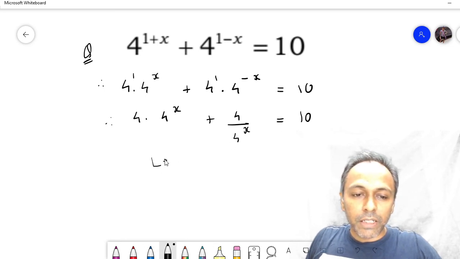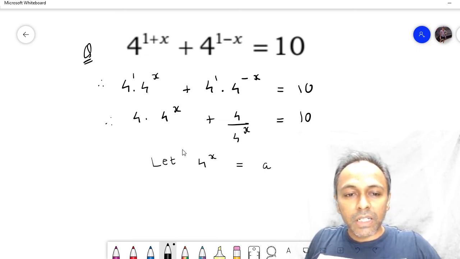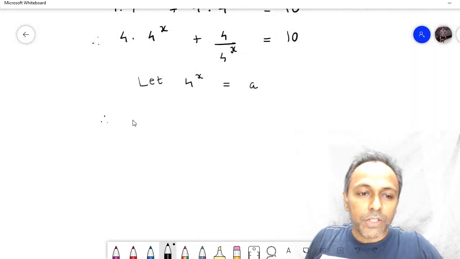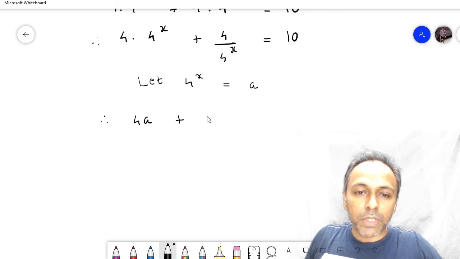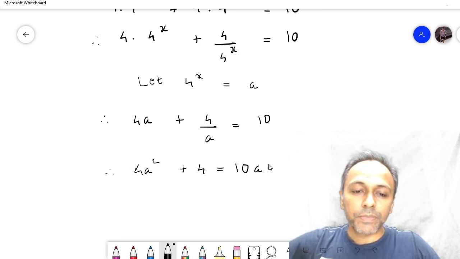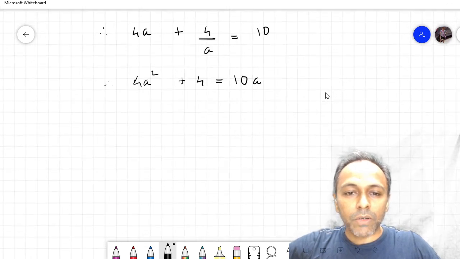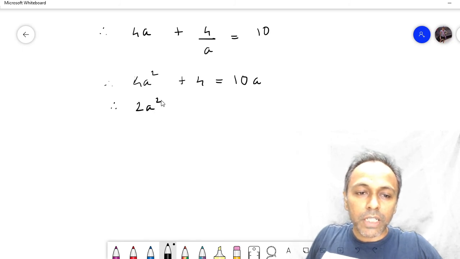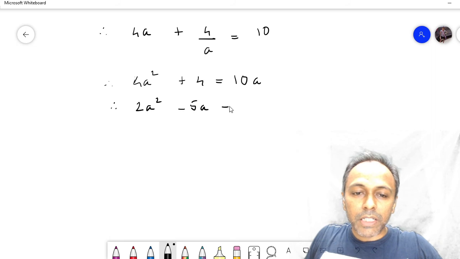And now you have got an idea that let 4 raised to x be treated as a. Okay, let me finish it. I had told I will only give a hint, so the hint is over. Let's complete it. So 4a plus 4 upon a is equal to 10. On multiplying by a, 4a square plus 4 is equal to 10a. We can bring 10a to the left hand side, so it will become a quadratic in a. We can also divide by 2 as all numbers are even. So 2a square minus 5a plus 2 is equal to 0.